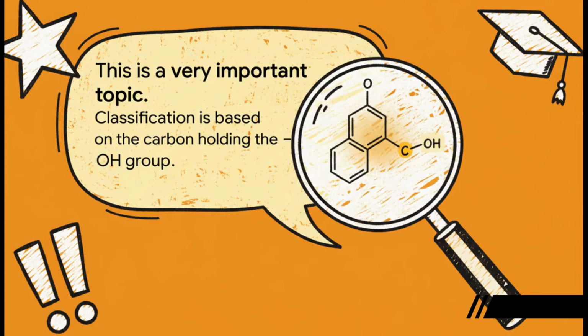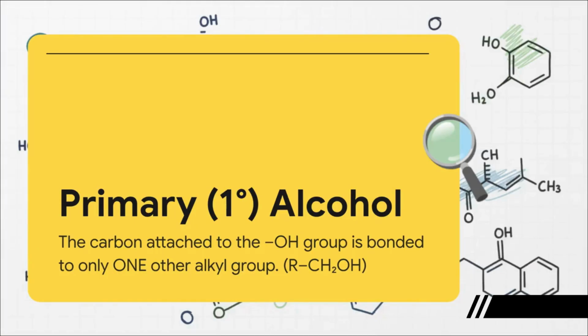But now for the big one, the classification that CUET examiners are absolutely obsessed with. This is all about the nature of the specific carbon atom that is holding on to that OH group. This is where we get the terms primary, secondary, and tertiary. So you're going to want to pay close attention here. A primary alcohol, and we write that as 1 degree, is where the carbon atom that's bonded to the OH group is attached to only one other carbon atom. The key word here is 1, just 1.